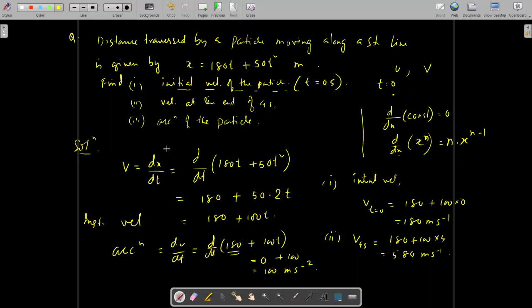Again I would like to tell you, differentiation is just breaking a thing into the smallest part possible, whereas integration is summation of small particles into a big one.